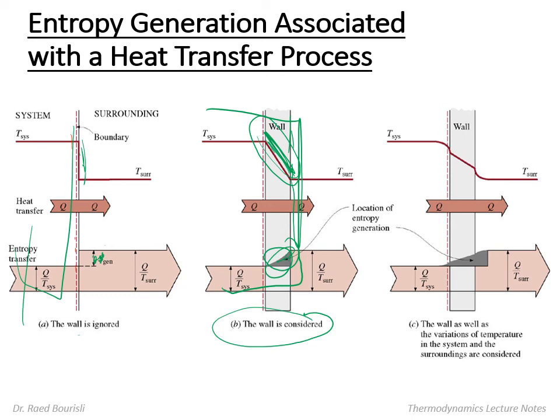Lastly, if you have an actual case where the temperature stays at high temperature and then drops near the wall before it reaches the boundary, and then keeps dropping throughout the wall, and then drops slightly before it stabilizes outside, then there is entropy generation inside the system and outside the system in the boundary.